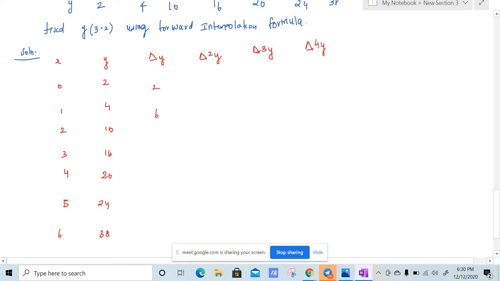10 minus 4 is 6. 16 minus 10 is 6 again. 20 minus 16 is 4. 24 minus 20 again 4. 38 minus 24, so it is 14. 6 minus 2 is 4. 6 minus 6 is 0. 4 minus 6 is minus 2. 4 minus 4 is 0. 14 minus 4 is 10, right? You just write this value in the middle.